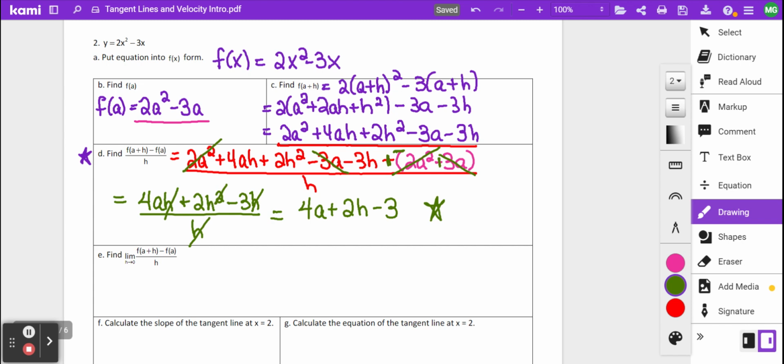And now what we're going to do is take this and calculate the limit as h approaches 0. We can do that now that we don't have an h in our denominator. So we have 4a plus 2 times.